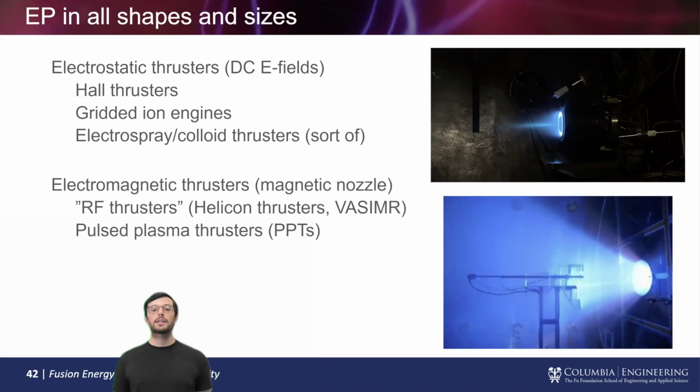And you also have electromagnetic thrusters, which use what I mentioned, a diverging magnetic field to propel, like, exhaust your ions. And these can be broadly RF thrusters, which is kind of a vague name, but that's usually what people are referring to, which include helicon thrusters and the VASIMR thruster, which is a very large thruster you can look into, which is very interesting. And then pulsed plasma thrusters are similar.